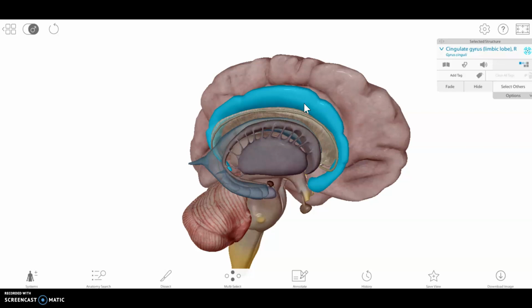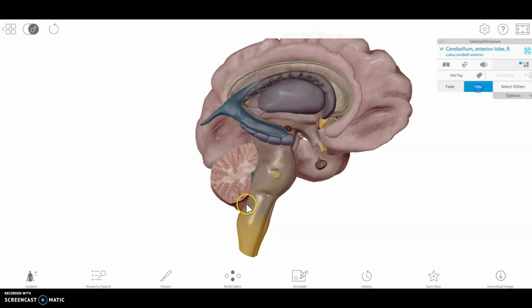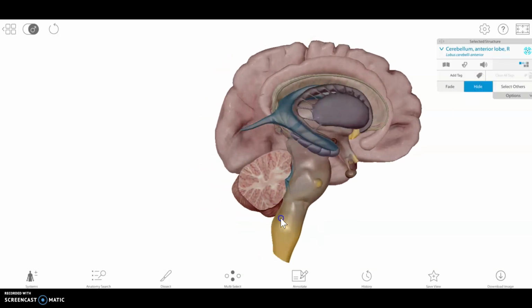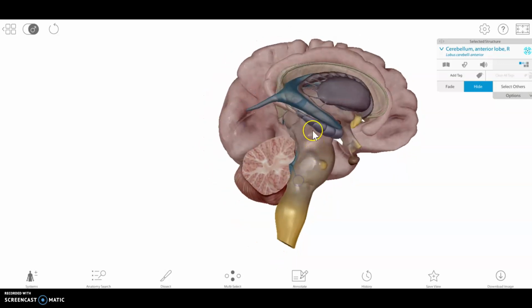So next we will look at the brainstem. I'm actually going to hide the cerebellum, the right side of the cerebellum, so that we can see the brainstem a little bit better. So this is your brainstem. It connects to your spinal cord. This is where it exits the foramen magnum of your skull.